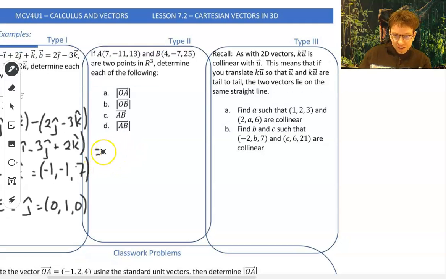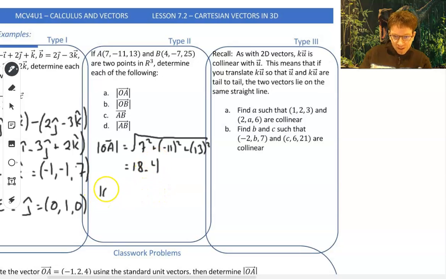Well, to find the magnitude, all we're going to have to do is that sort of 3D Pythagorean theorem. So the magnitude of OA. We already know the coordinate from OA because it would be x2 minus x1, which is 7 minus 0, because we know our coordinates for O. That's the origin. So we can just do the square root of 7 squared plus -11 squared plus 13 squared. And we'll get something that's approximately equal to 18.4.